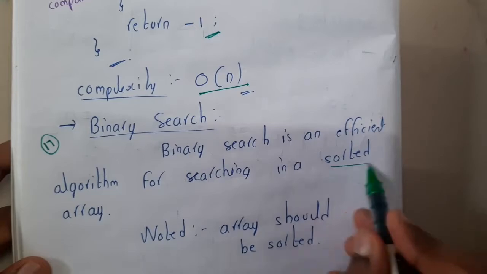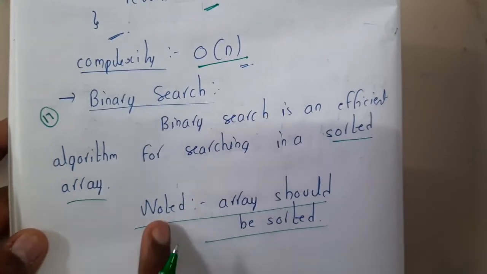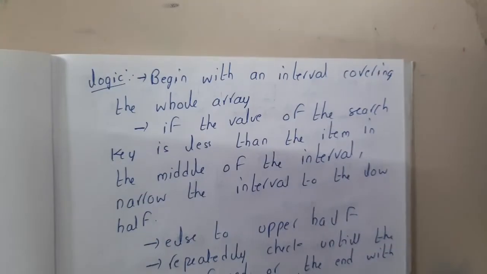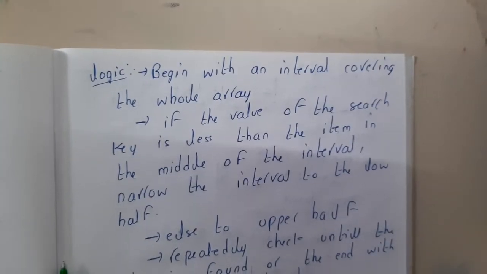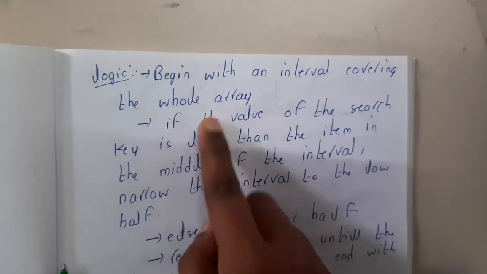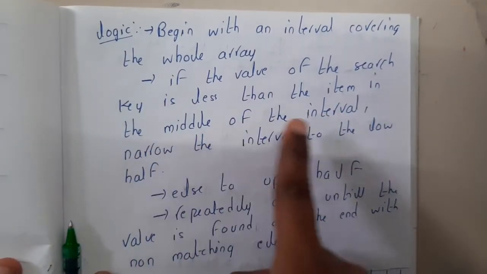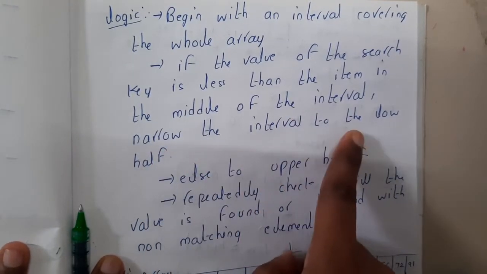So that's the reason why I pointed it out, and I have written it again, guys, because note, the array should be sorted. Okay, yes. So the logic is: begin with an interval covering the whole array. If the value of the searching key is less than the item in the middle of the interval, narrow the interval to the lower half.